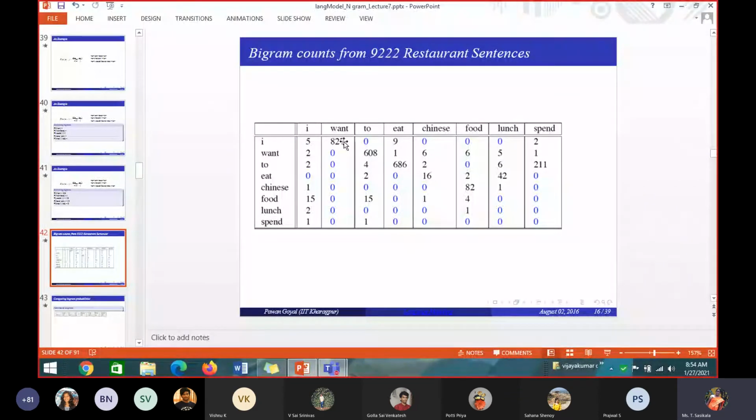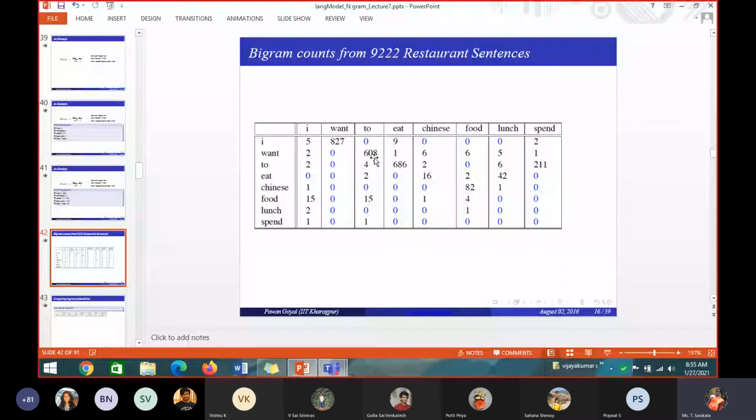Similarly, if you take the 608, I followed by 2, why is it 0? Does that word occur in my corpus mostly? No. I followed by 2, no. So that is given as 0. So "want to": 608 times. Yes, 608 times. So I want to eat. I want to drink. So "want to" is also one of the most frequent combinations of words occurring in the restaurant corpus. Okay. So I want is a bigram.